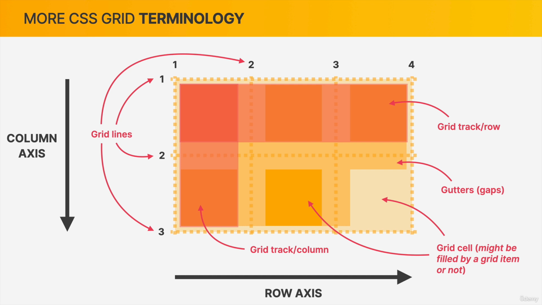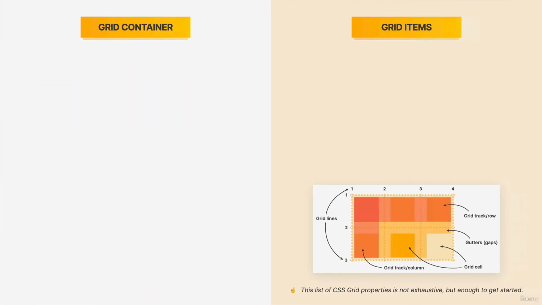Okay, but now I promise that's it about terminology. And I know that this is a lot to take in, so please don't worry too much about all these terms at this point. With time, this will come naturally to you, especially things like grid cell, the grid lines, and the gutters or gaps. So these are important terms that we're going to use all the time, and so at some point you will naturally know about these.